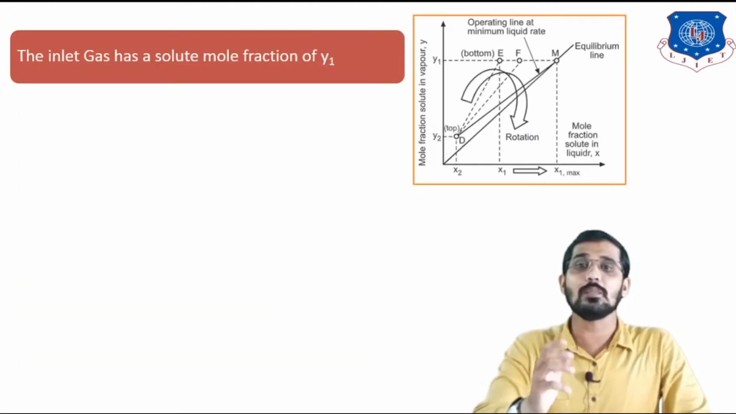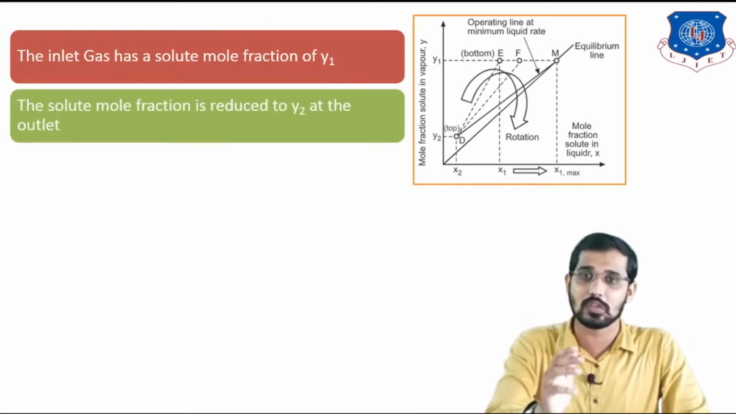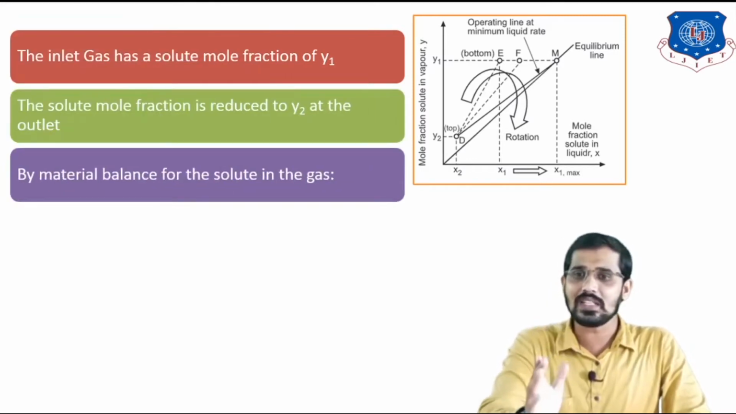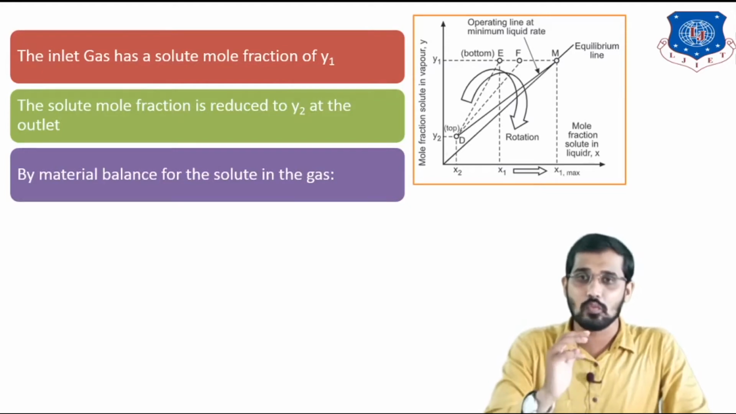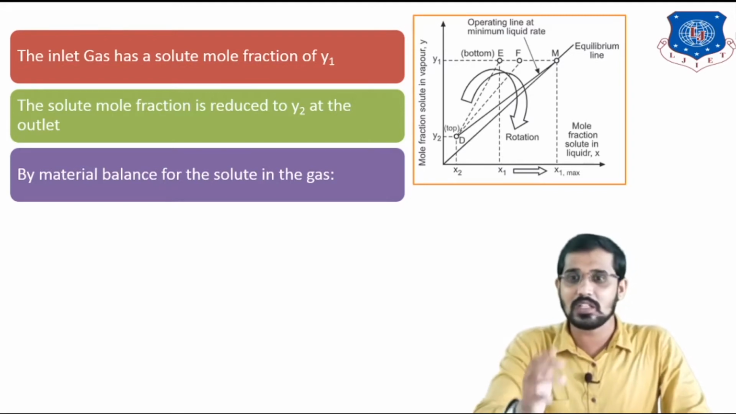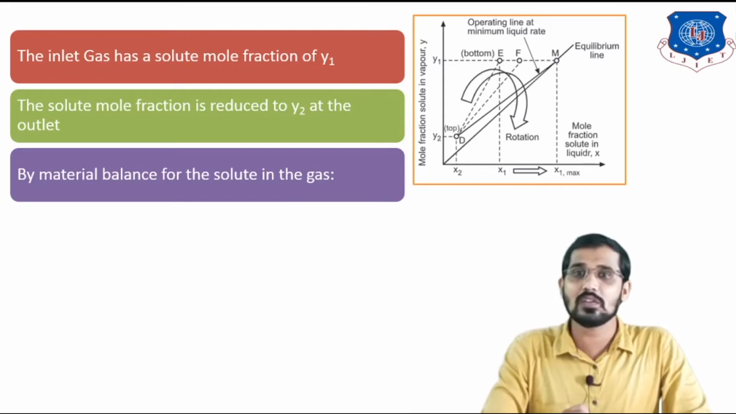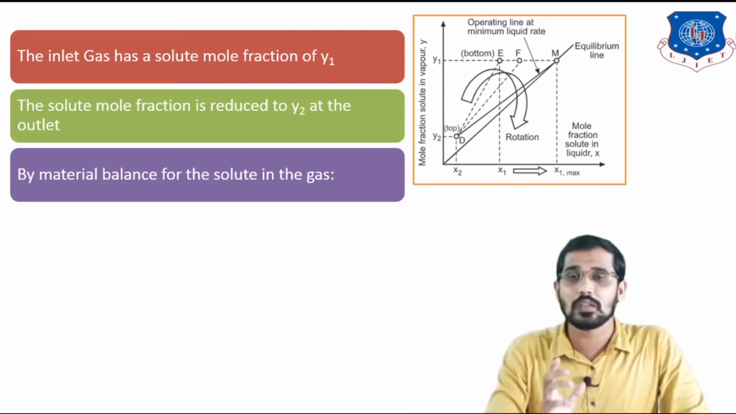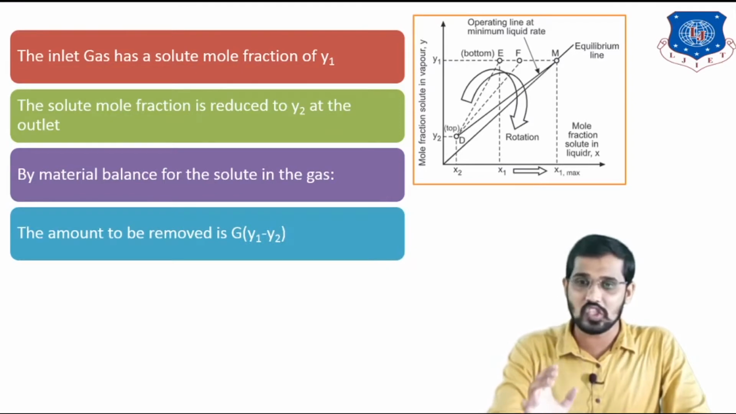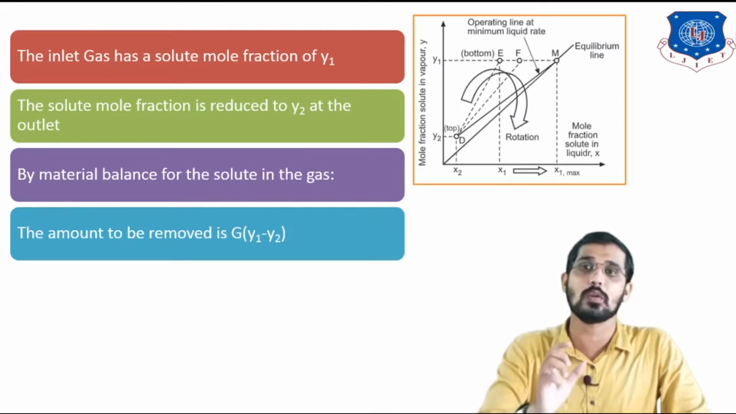Before that, you should know the meaning of y1, x1 and all these things, means what the composition is at the top section and bottom section, which I already told you in the previous slide. You can observe all those compositions in this slide now. You can see the inlet gas has solute mole fraction y1, because y1 is the solute which we want to remove from the gaseous mixture. y2 is at the top section and y1 is at the bottom section. On the screen, we can write the material balance for this gaseous stream, that is capital G times (y1 minus y2), means we want to remove this much amount of solute from this gaseous mixture.